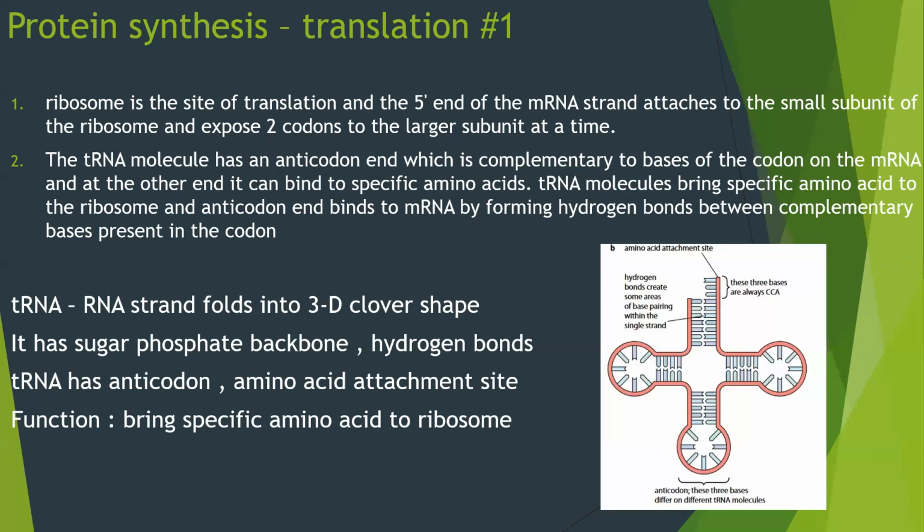And the tRNA molecule is basically an RNA strand, but you need to take note it is a single strand, but it can fold into a 3D clover shape. And when this happens, there will be hydrogen bonds and complementary base pairing. And the most important feature is that it has an anticodon and an amino acid attachment site. And their function is to bring a specific amino acid to the ribosome.